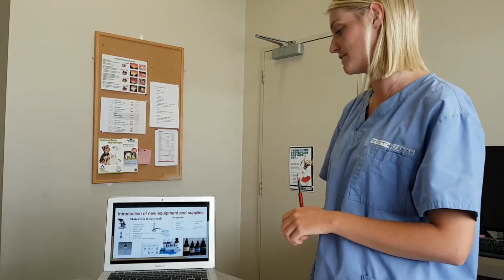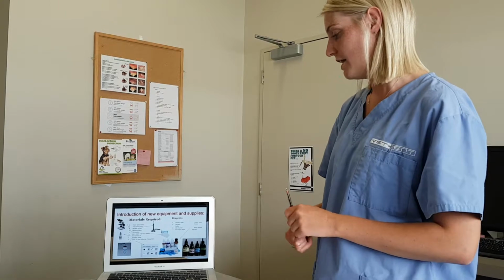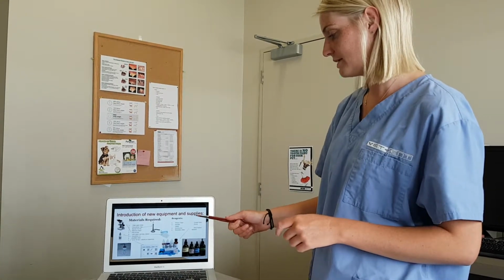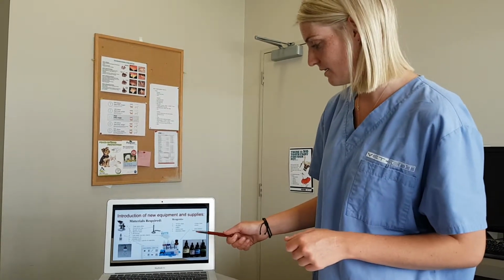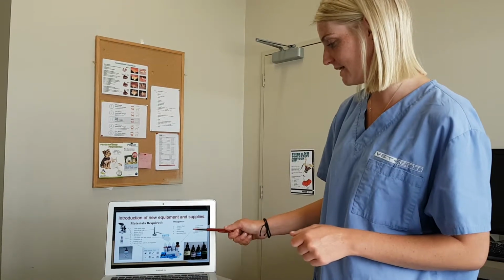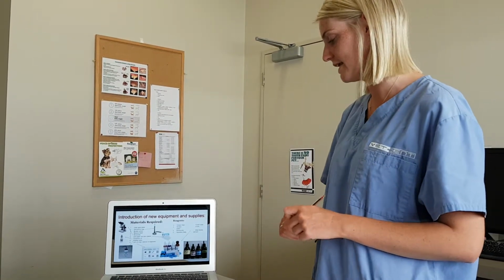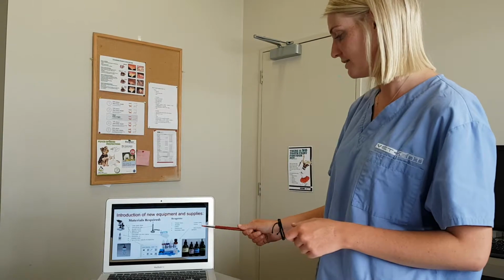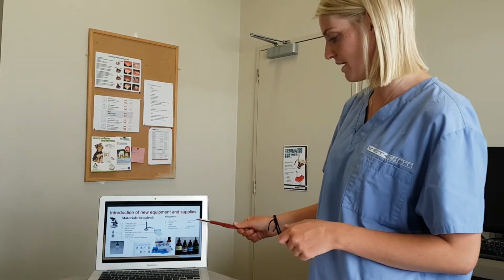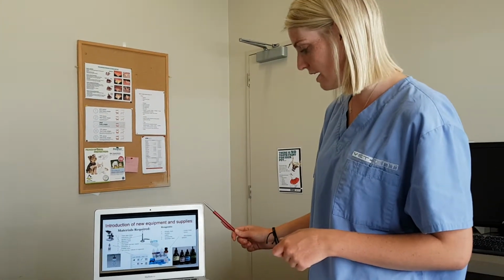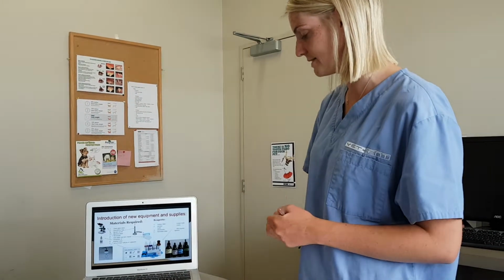The stains. So we've obviously got primary stain, the second one mordant, iodine, decolorizer, and secondary stain. So it's crystal violet, ethanol alcohol, iodine, and safranin.